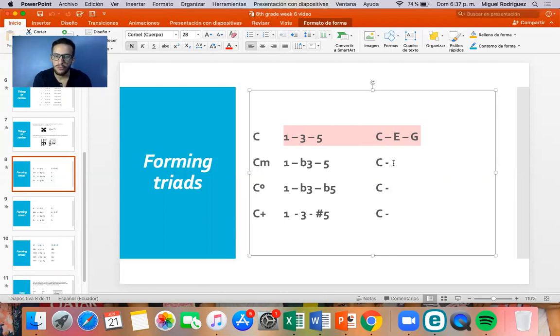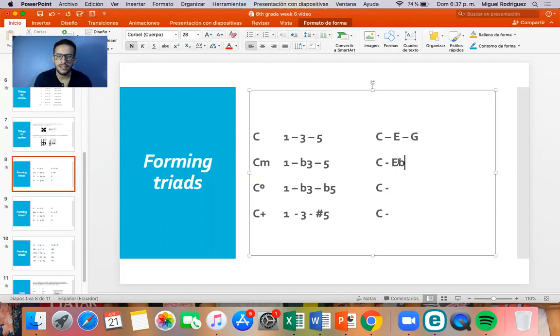Okay? So if in C major, this E right here is 3, but I'm asking for flat 3, it means that this E will have to be lowered by a half step. And how do we do that? We simply put E flat. Okay?